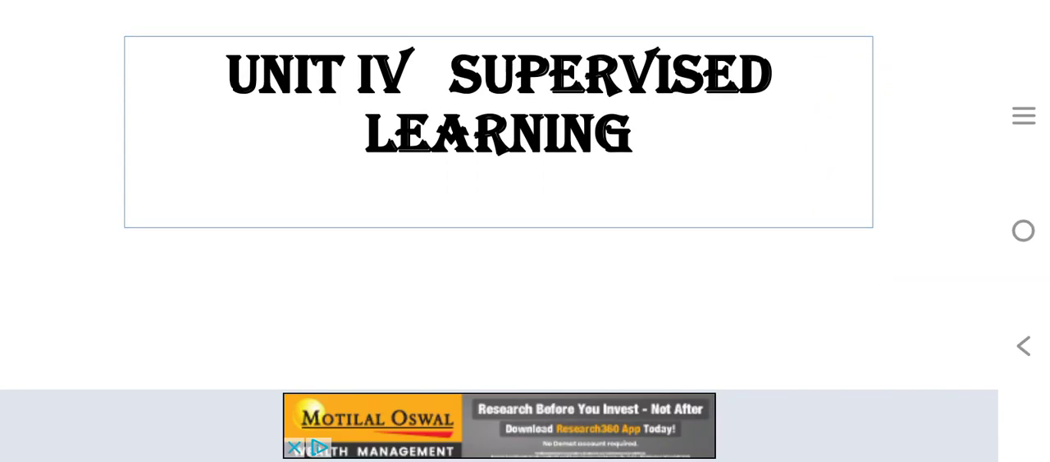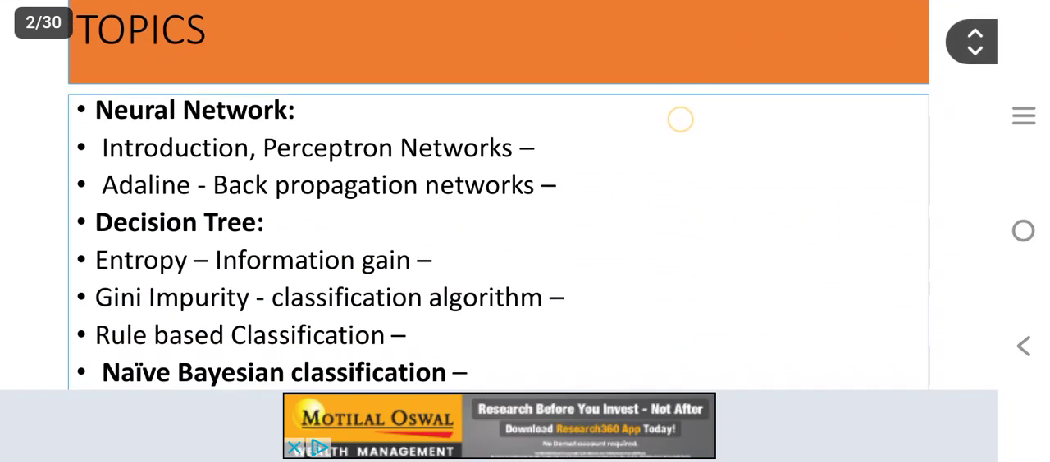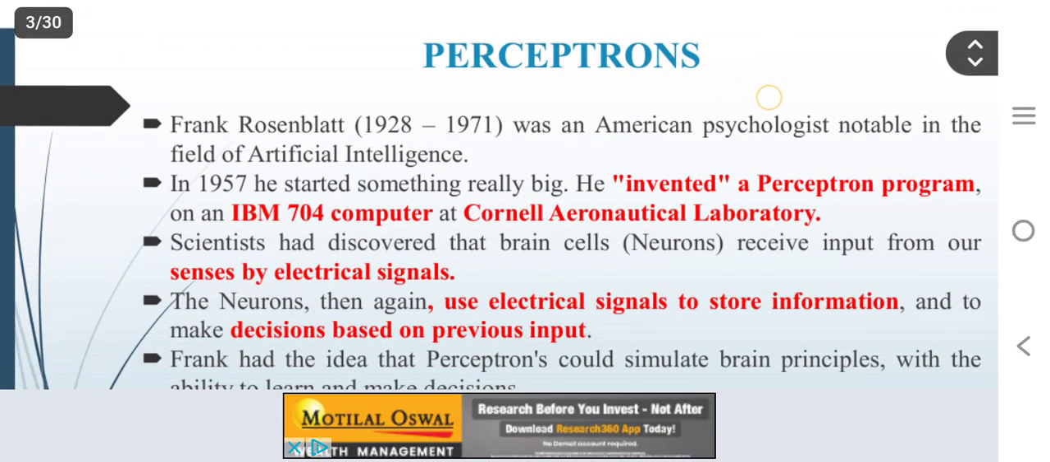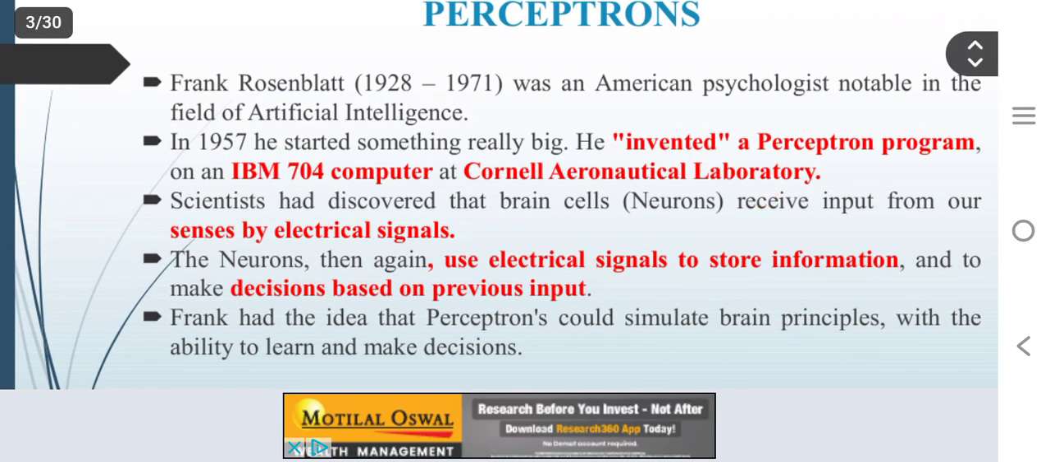In the AML subject, the fourth unit is supervised learning. It consists of neural network, decision tree, Naive Bayesian classification, and support vector machine. The first topic is neural network.